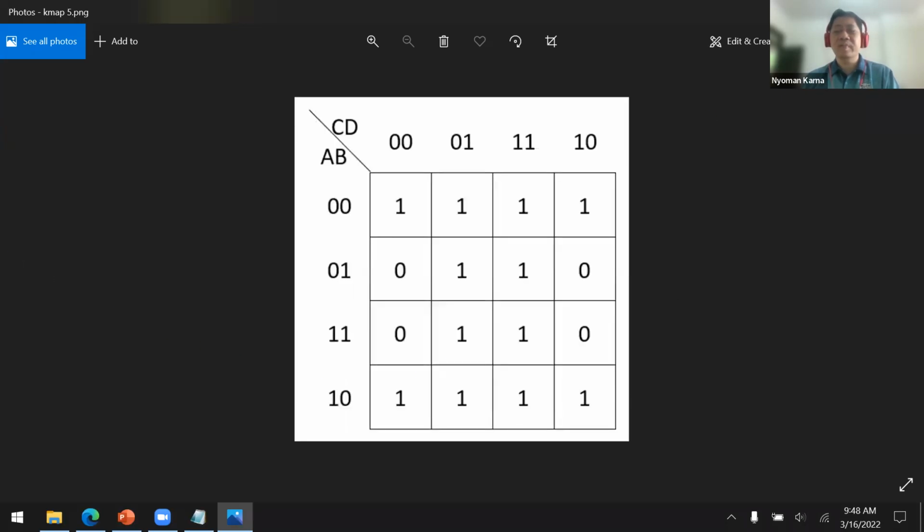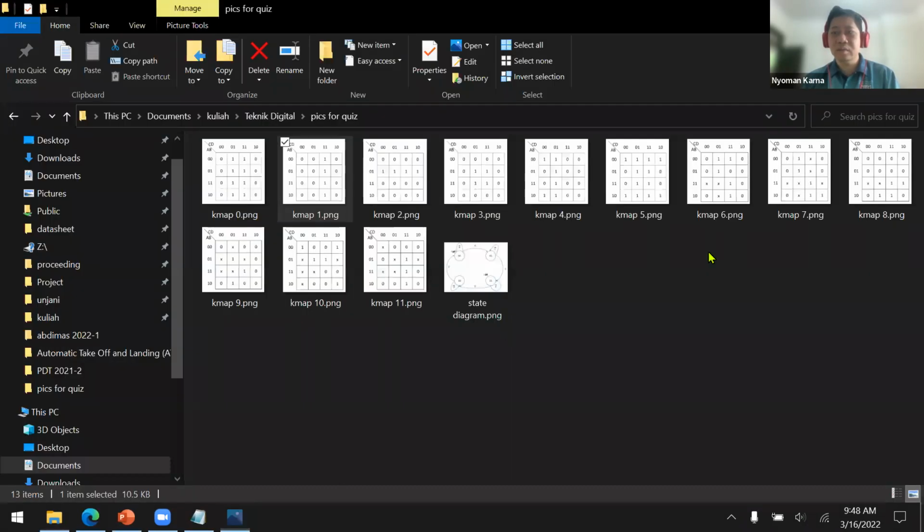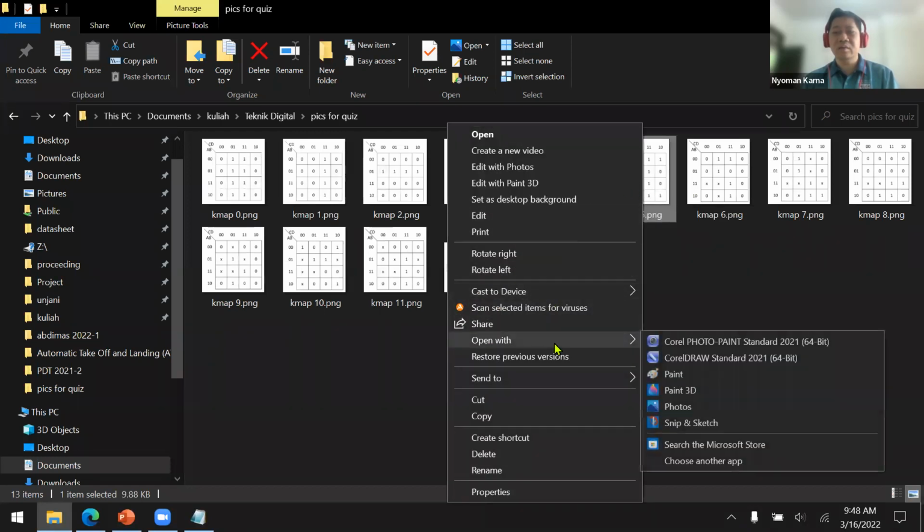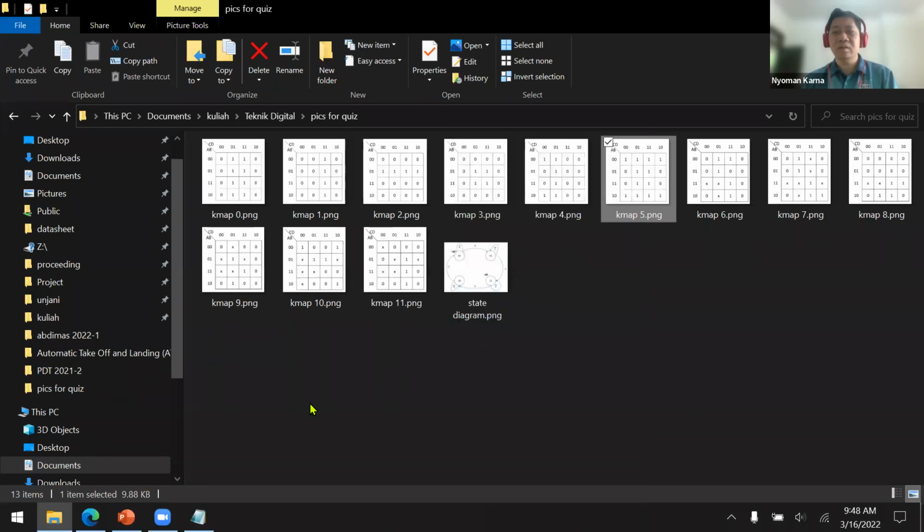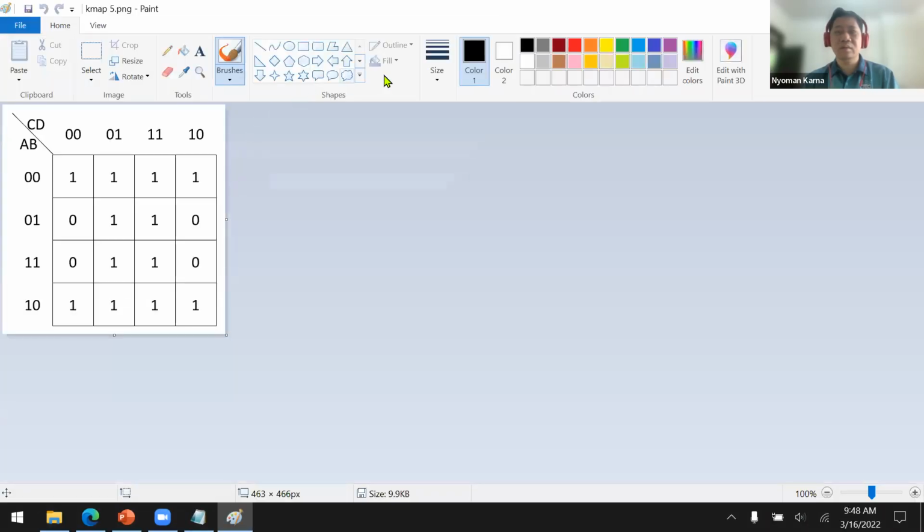Okay. Now, how about one more example? We can try this one. Now open with Paint. Okay, by using red and then big size. Okay. Now, this is active, active, active, active, active, active, active, active, active, active, active.